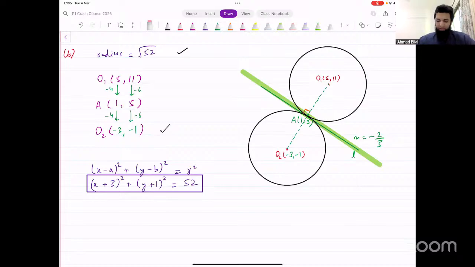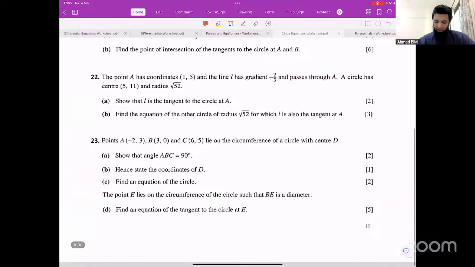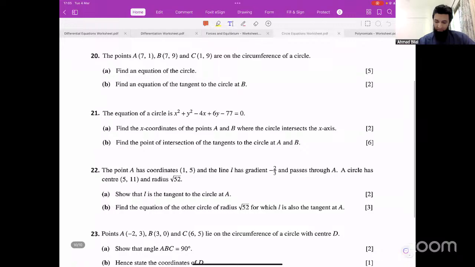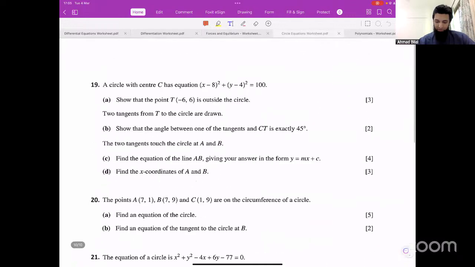Okay, I think you might find one question like this in this worksheet as well. Let me see if I can find that. What they talk about reflection.